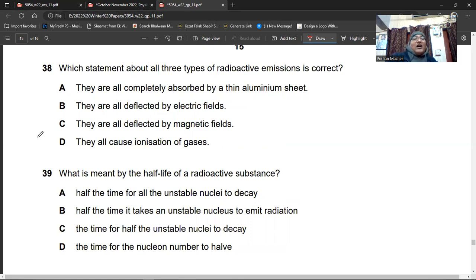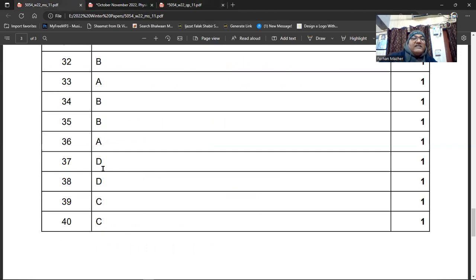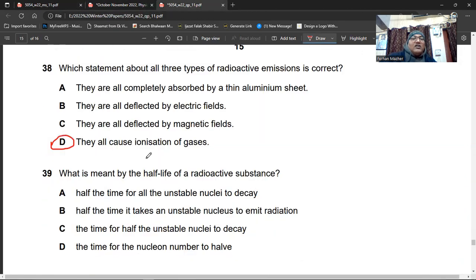They are all deflected by the magnetic field. That is wrong. Gamma rays do not deflect in the magnetic field. They all cause ionization of gases. That is true. So I think D is the right option. Sir, question number 38, D is the right option.